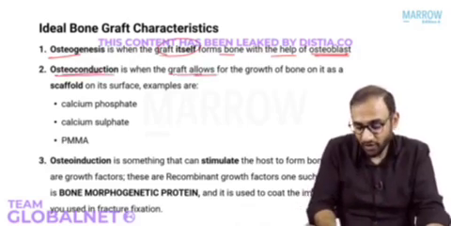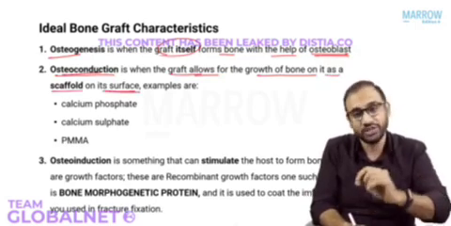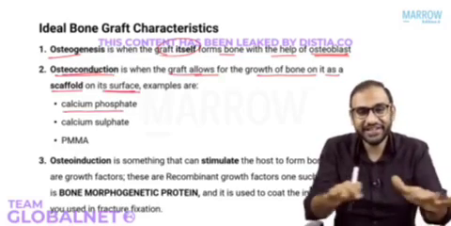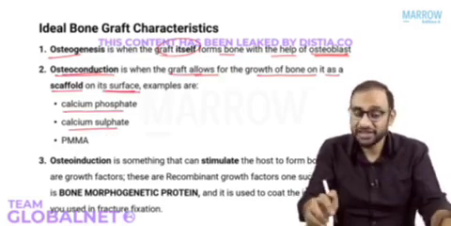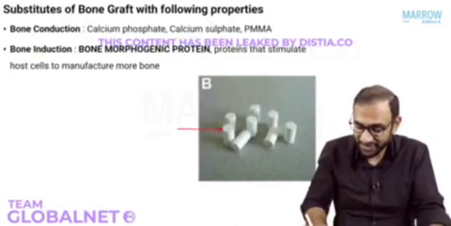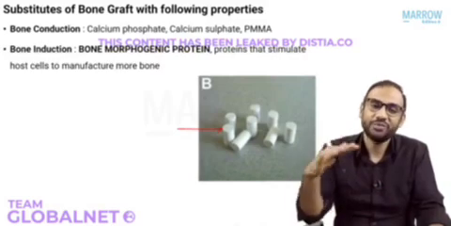Osteoconduction is when the graft allows for the growth of the bone on it, as a scaffold on its surface. So this can be a natural bone or it can be artificial: calcium phosphate crystals, calcium sulfate crystals, polymethyl methacrylate crystals. Look at this. These are the crystals. You break them and you put them in place of the bone graft requirement and the bone will grow over it.